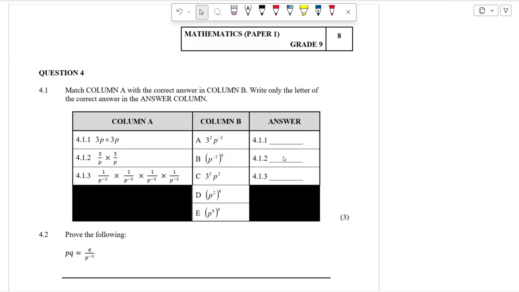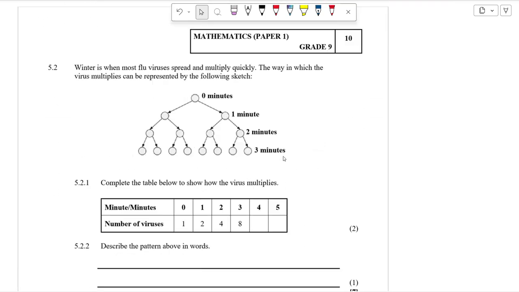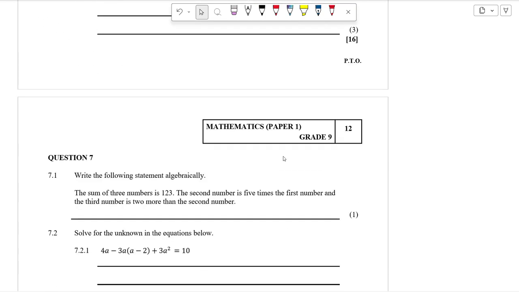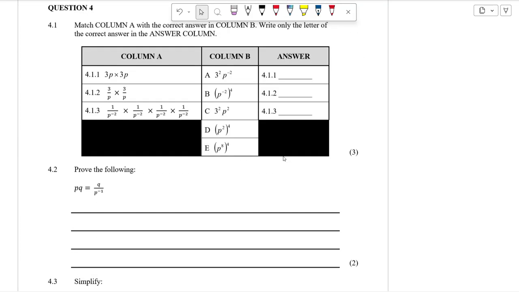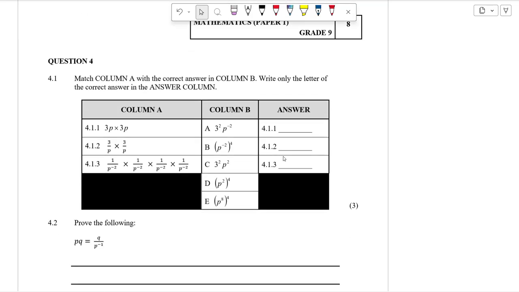Okay. How many questions do we have here? Okay. Let's cover question 4. So match the column with the correct answer in the following. Write only the letter. We have 3p multiplied by 3p. So 3p multiplied by 3p.